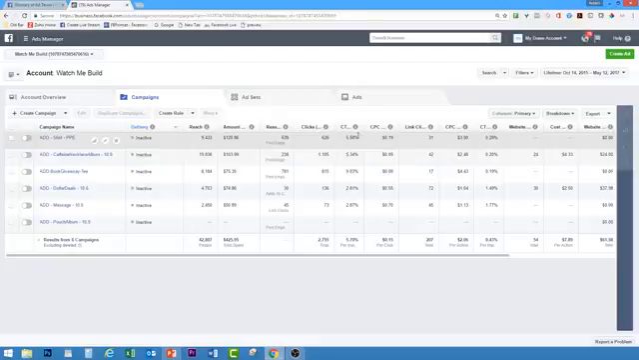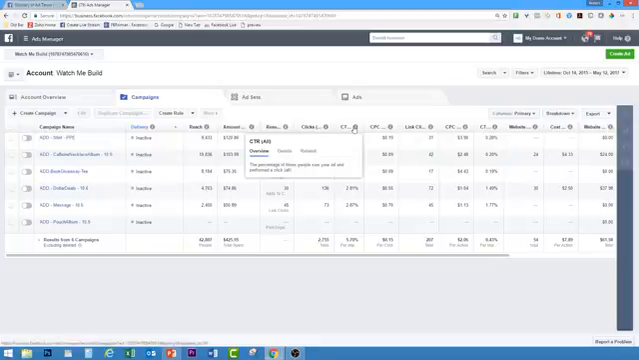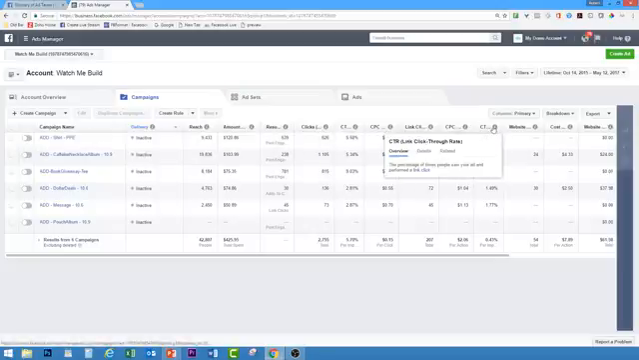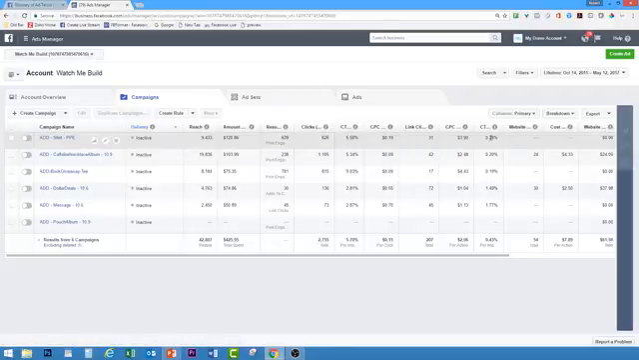So right here we have a shirt where the click-through rate is 5.58%. The click-through rate for the links is not even a whole percent. It's 0.28%, right? It's way down there.